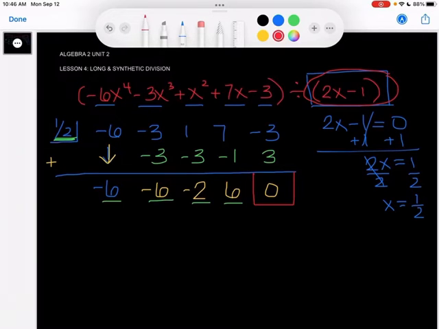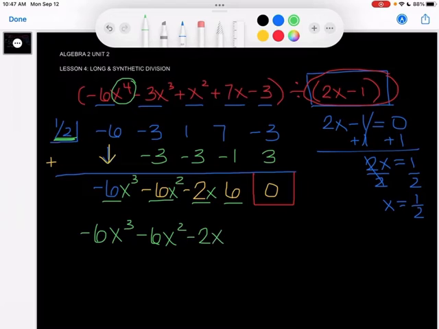So if you end up with 0 for your remainder in synthetic division, what you divided by is a factor, which means 1/2 is a root. This function will cross the x-axis at 1/2. But for this lesson, we need to be able to write what the answer is. So notice we started with x to the 4th here. With synthetic division, your answer goes down 1 degree. So this would be x to the 3rd, this is x squared, this is x, and that's a constant. So I get -6x cubed minus 6x squared minus 2x plus 6.